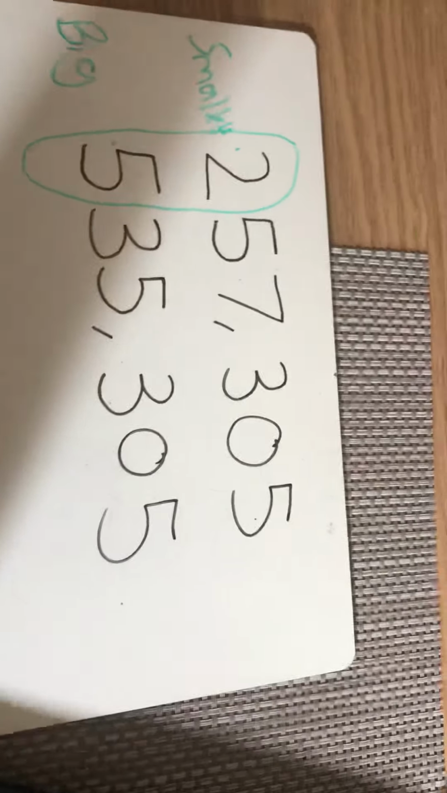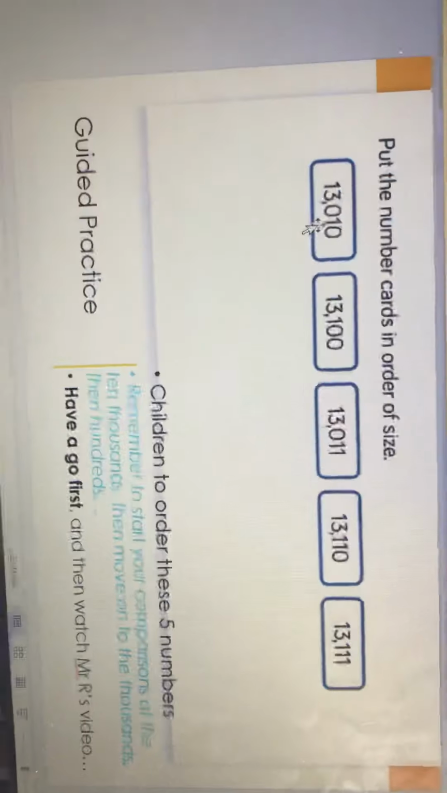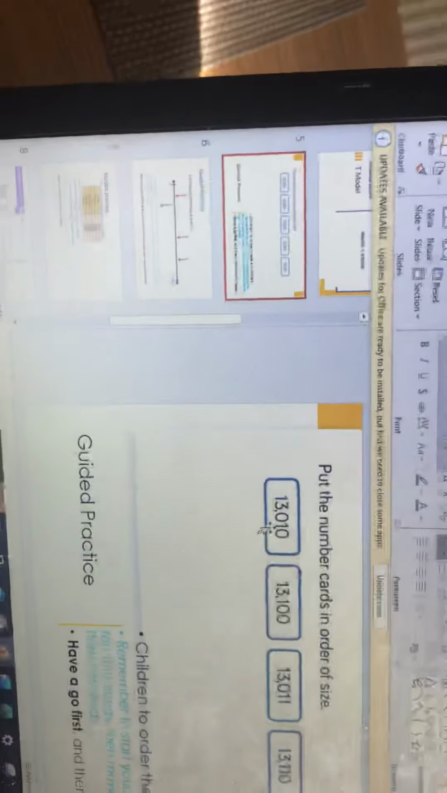The first question on your guided practice today was actually quite tricky. It asked you to order these. So now you've had a go at that, I'm going to go through it on my grid. So I'll have to keep flicking from screen to card, which is okay. So the first number is 13,010. So I'm going to write 13,010.